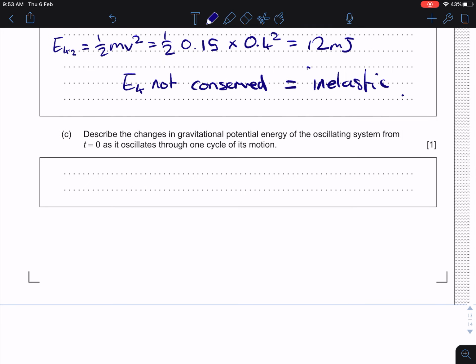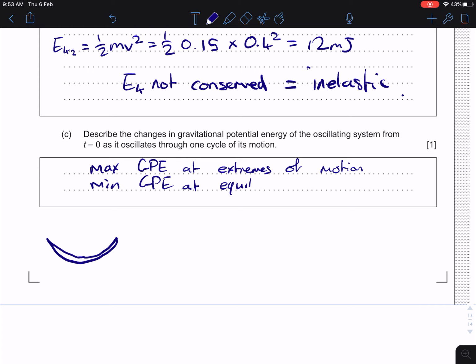Okay, describe the changes in gravitational potential energy of the oscillating system from t equals 0 as it oscillates through one cycle of its motion. Well, from t equals 0, it's at the bottom, then it's going to swing up, and then down again, and then up, and then down again. So it's going to have the max GPE at the extremes of motion, and the minimum GPE at equilibrium, and the motion is going to be sinusoidal.